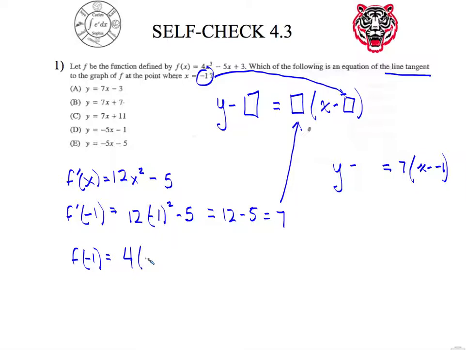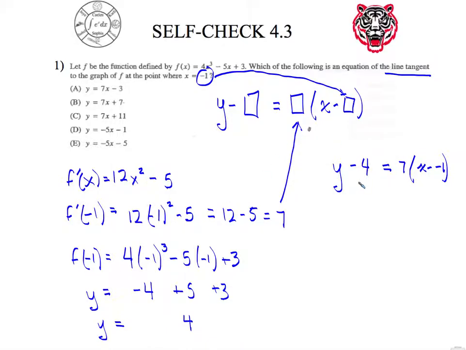f of -1 is equal to 4 times -1 cubed minus 5 times -1 plus 3. All right, -1 cubed is -1, so this is going to be -4. Then this is plus 5, plus 3. And this is all going to become 4. All right, and that is our y value, the y value at -1. So you can say y equals 4.